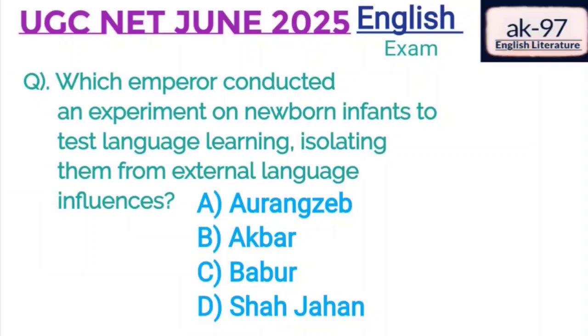With the introduction of this video, we can say that Emperor Akbar conducted an experiment on newborn infants to test language learning, isolating them from external language influences. And this experiment is also known as the forbidden experiment. So the correct answer here is Emperor Akbar.